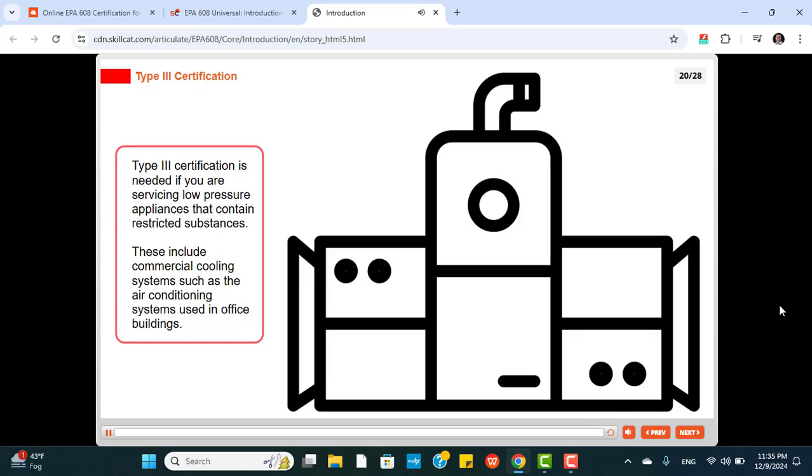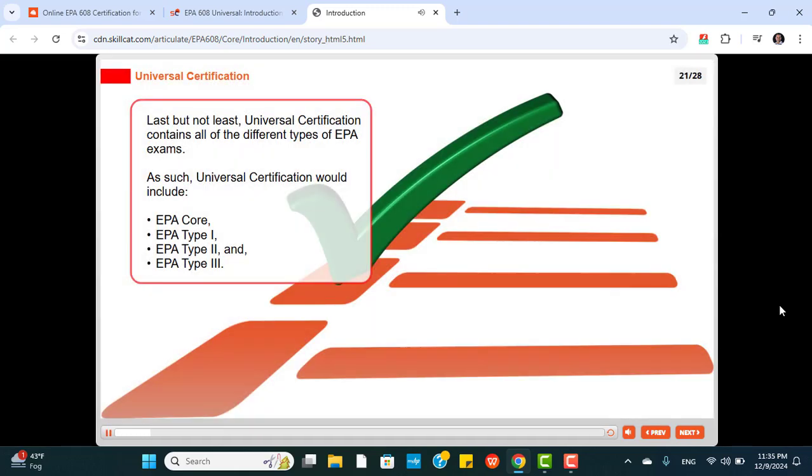Last but not least, universal certification contains all of the different types of EPA exams. As such, universal certification would include EPA Core, EPA Type 1, EPA Type 2, and EPA Type 3.